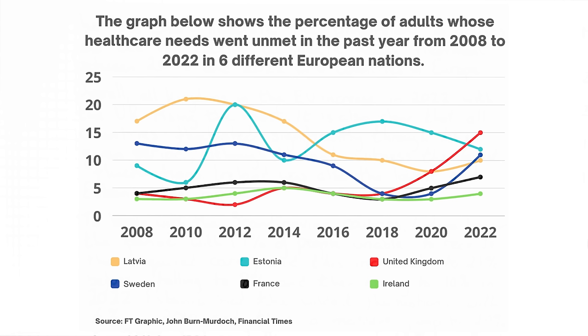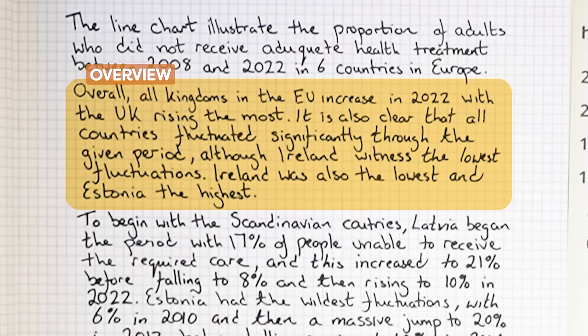Three countries did fluctuate significantly: Latvia, Estonia, and Sweden. You can see that they are very, very large swings in their data. But if we look at the United Kingdom, France, and Ireland, there's not a huge amount of variation. It's actually pretty steady. So again, it's nearly correct. They are mentioning key features, but they're just off by a little bit. And then they've added in at the end there, Ireland was the lowest. That's a little bit too general.